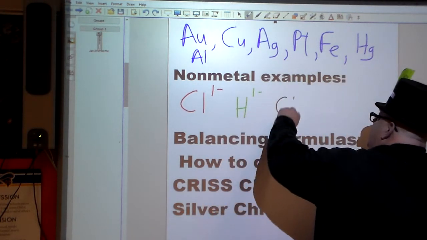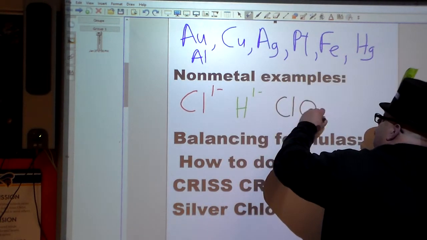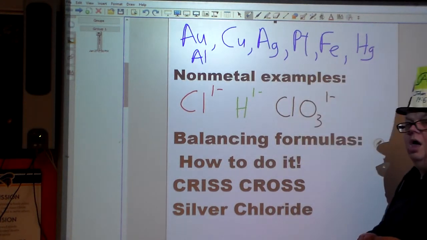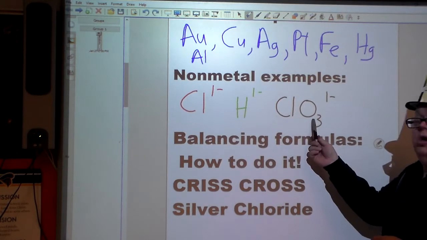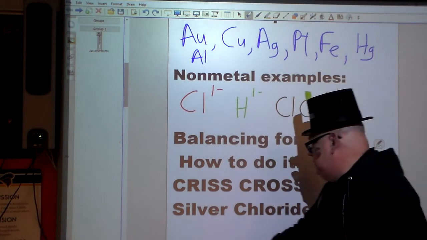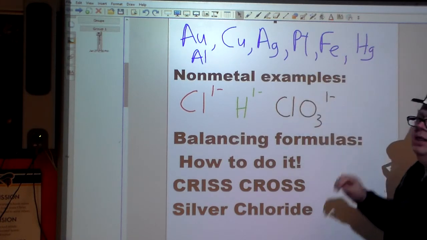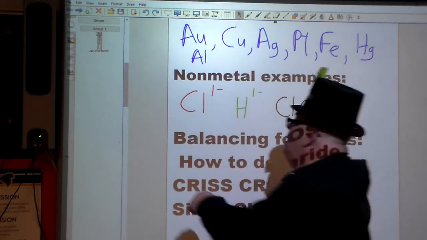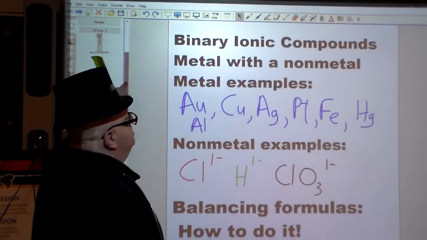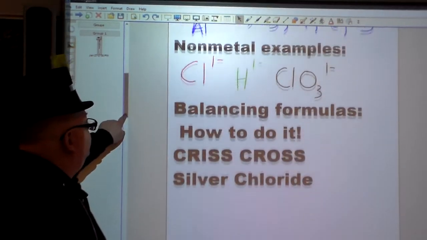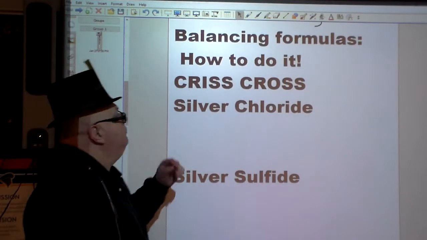Okay, but we can also talk about other nonmetal examples. We can look at ClO3, chlorine with 3 oxygens with a -1 charge. This is another nonmetal example, and if you notice, you've got 4 atoms here in comparison. Okay, so you have metal examples and nonmetal examples for your binary ionic compounds. Metal and nonmetal.